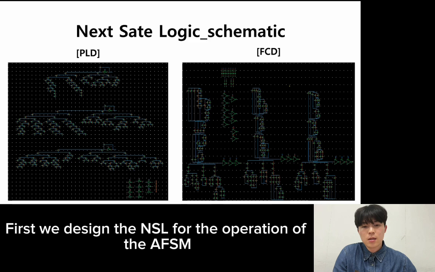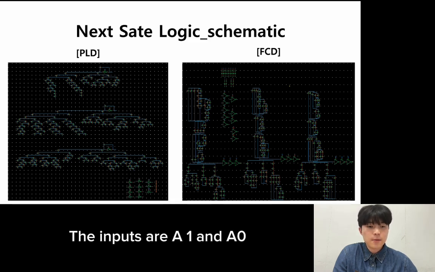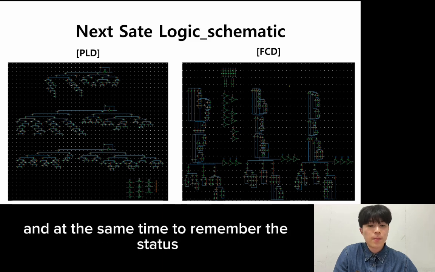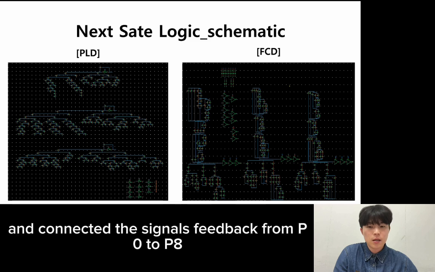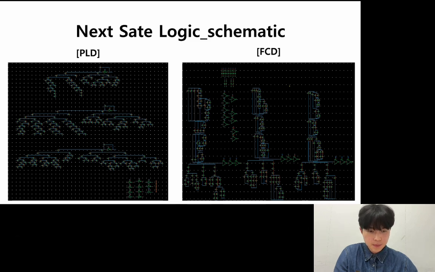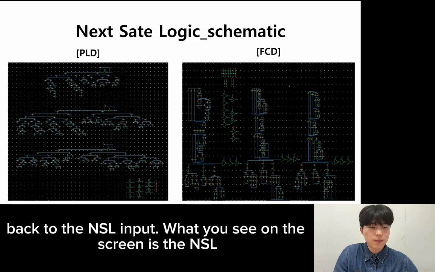First, we designed the NSL for the operation of the AFSM. The inputs are A1 and A0. And at the same time, to remember the status, SM received a bundle of 3 bits and connected the signals feedback from P0 to P8 back to the NSL input.